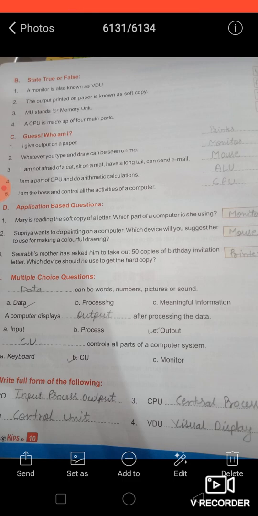And CU controls all the parts of a computer system. Here we can write CU and we can write CPU also, but in the hints only CU is given, so you should choose CU. Okay.